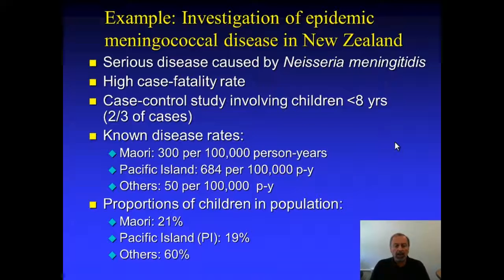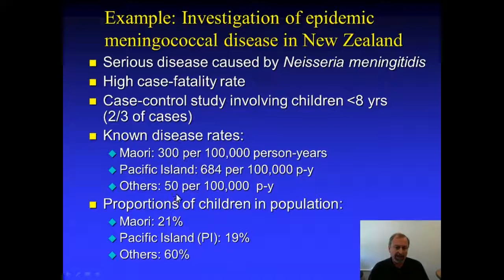Now, in the New Zealand population, it was disproportionately distributed across the different ethnic groups. The Maori people, the indigenous people of New Zealand, had a rate of 300 per 100,000 person years in this young age group. But the Pacific Island people who lived in New Zealand, who came from islands such as Tonga and Samoa and so on, had more than twice the rate of the Maori people.